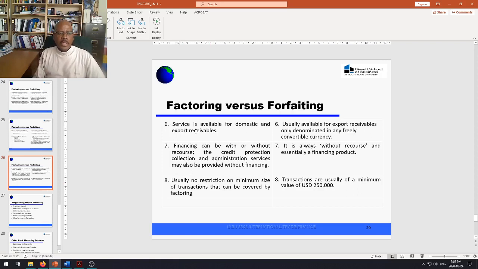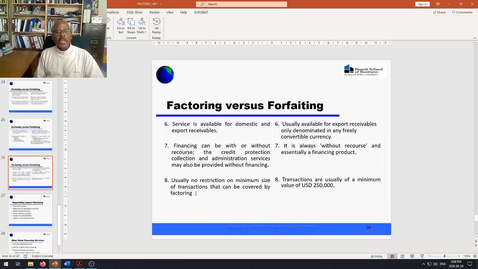Factoring, we're saying, is available for domestic trade as well as international trade. Forfaiting usually is available only for international trade, and usually forfaiters prefer to deal in countries where the currency is freely convertible, that is, a floating exchange rate. Factoring can be with recourse or without recourse. Forfaiting is always without recourse, essentially.